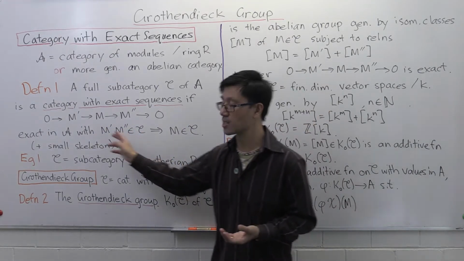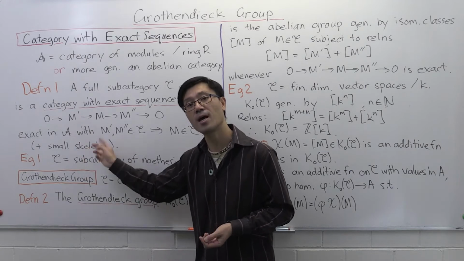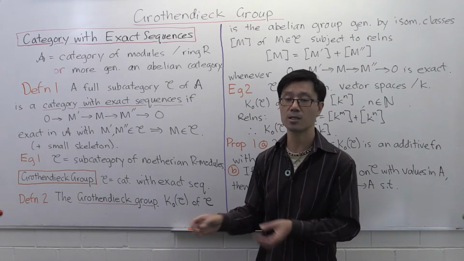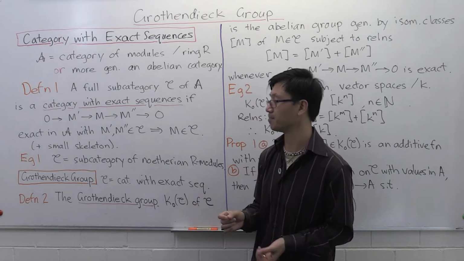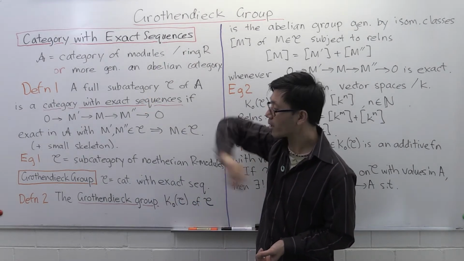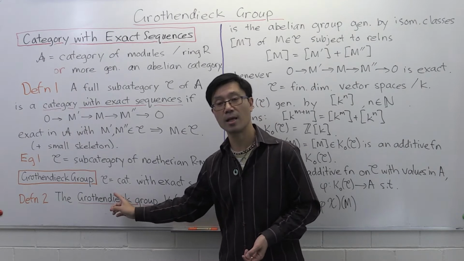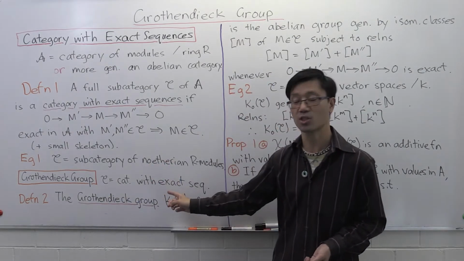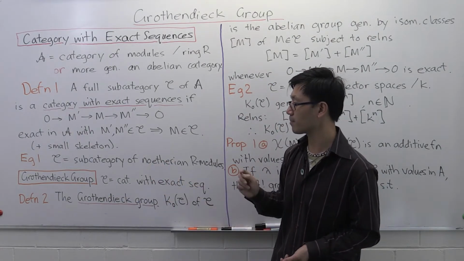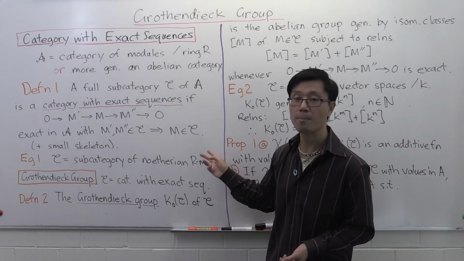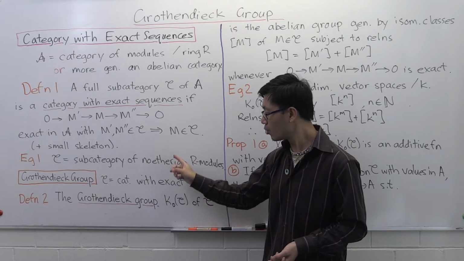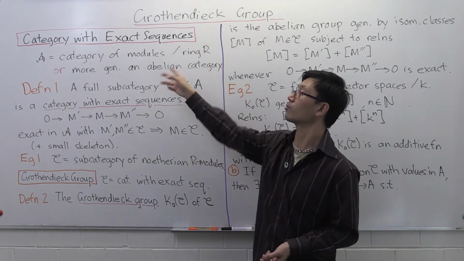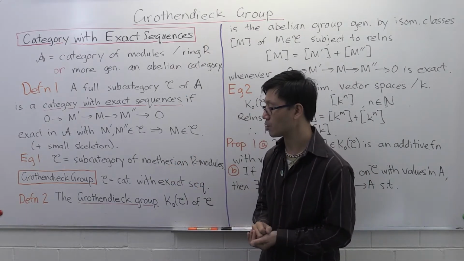The other condition is a slight technical condition, and that is that it has to have a small skeleton. So this set of isomorphism classes of objects should be a set. Okay, so we're going to work in that setting, and we're going to consider this script C to be such a category with exact sequences. And the type of examples that we'll keep in mind, we've looked at them before. For example, the subcategory of just Noetherian R modules rather than the category of all R modules.